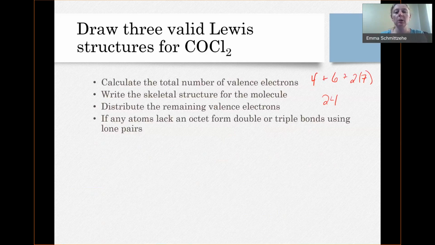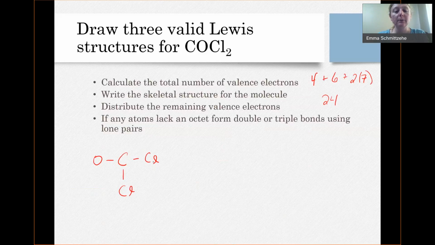So then we need our skeletal structure. So we have carbon, oxygen, and chlorine. Carbon's written first, so it's probably in the center. Also, if you think about oxygen, generally is not going to be in the center, neither is a halogen like chlorine, unless those are the only things in the structure. So carbon is definitely going to be in the center. And so then carbon is bonded to an oxygen and 2 chlorines.